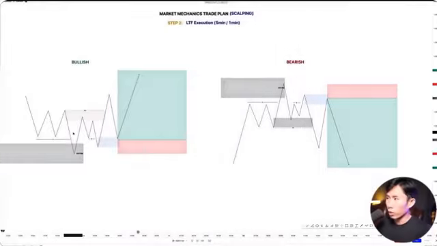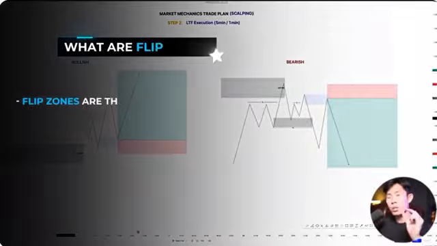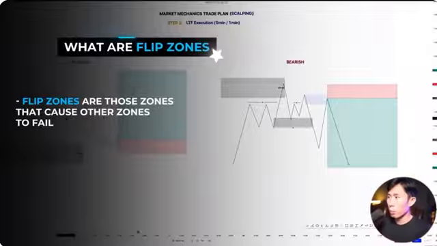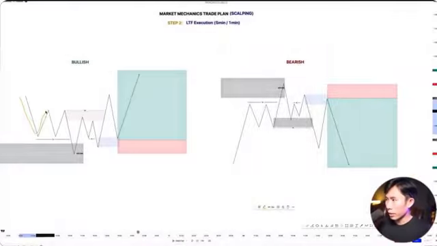So after you get the liquidity sweep, what you want to look for next is some form of flip zone. Flip zones are basically those zones that cause other zones to fail. Here's what I mean. When price is going down just like this, we know that there's a supply zone right here, because at this point of time, this is where supply steps into the market and causes price to go down just like this.